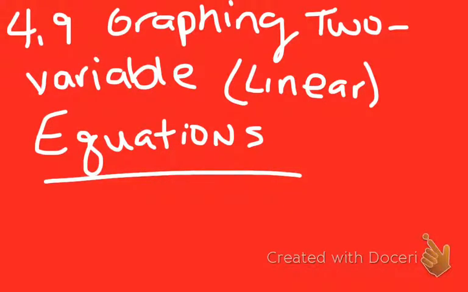All right, we're going to be graphing two variable equations, and they wanted you to notice that they're going to be linear. Now, because when we have two variables, they don't always have to be linear, let me explain what linear means. We're going to break down that word.